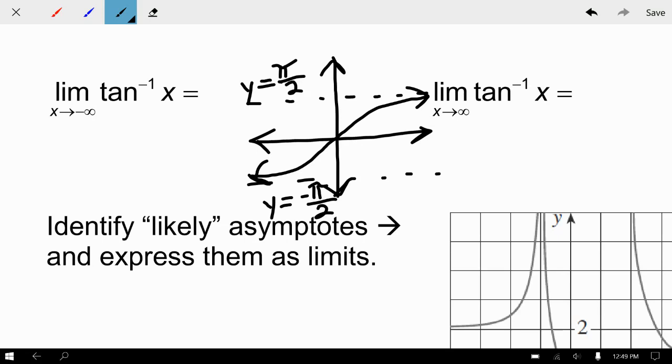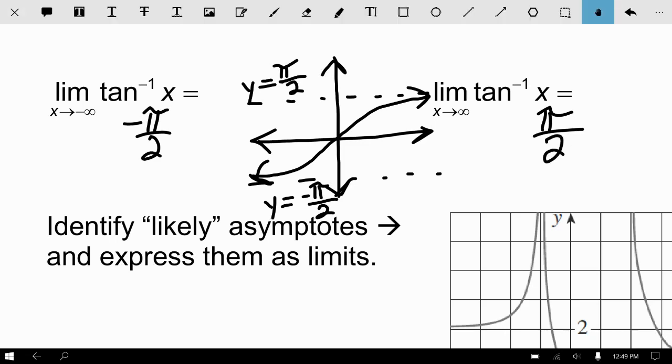As x is growing in magnitude in the negative direction, I'm approaching a value of negative pi over 2. Same thing as x approaches infinity. When I'm going in the positive direction, you can see that we're approaching pi over 2. Okay, so again, graphically, we want to understand what's happening.